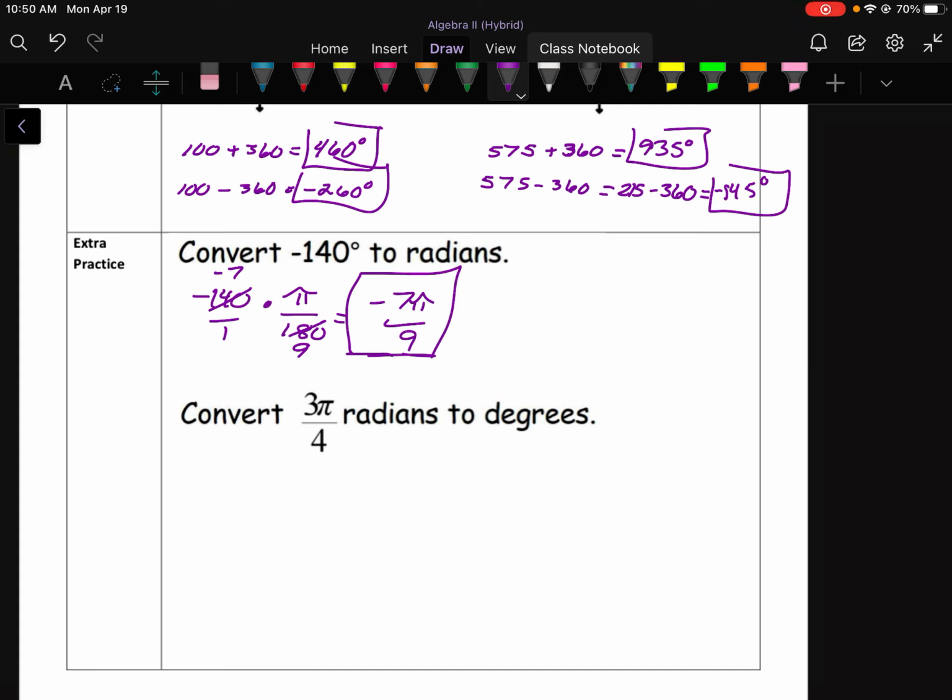And the last example here, convert 3 pi over 4 radians to degrees, so 3 pi over 4. Now this time I'm multiplying by 180 over pi, because that's going to cancel out the pi's. Degrees don't have pi in the result. And then reduce if you can, so we can divide 4 by 4 and 180 by 4. And if you multiply across, 3 times 45 is 135 degrees.